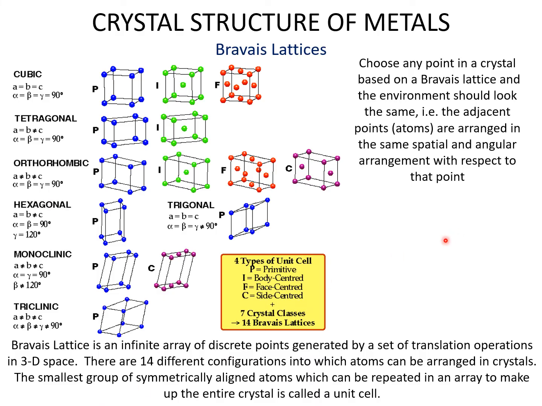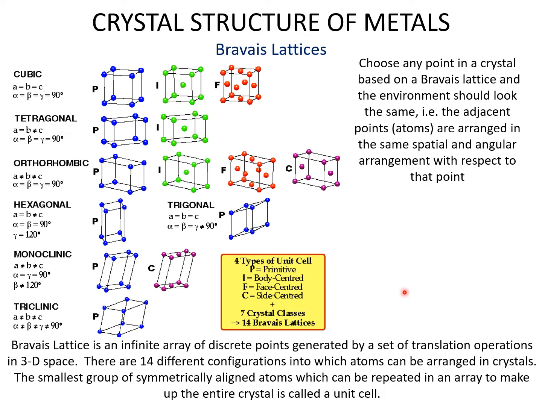For anybody studying crystals, crystallography, the first fundamental thing that you get introduced to, I think, are the types of crystals that exist. And the way to describe them, or historically the best way to describe them, has been in the form of Bravais lattices. The Bravais lattice is an infinite array of discrete points generated by a set of translation vectors in 3D space. I'm just reading off the text here.